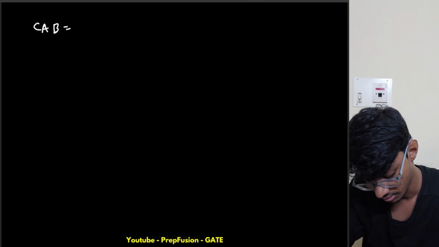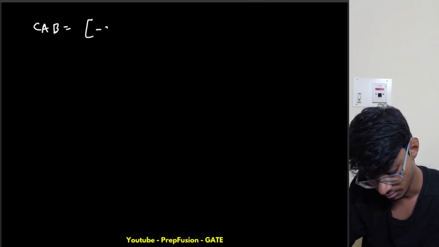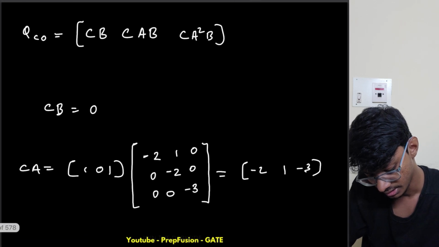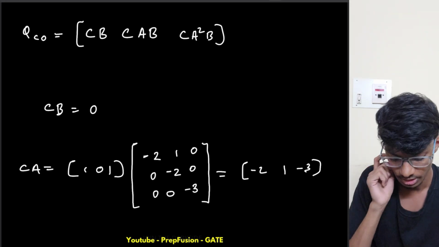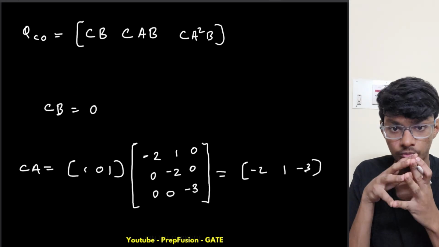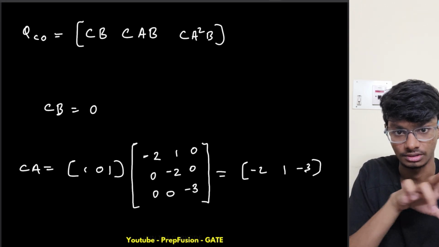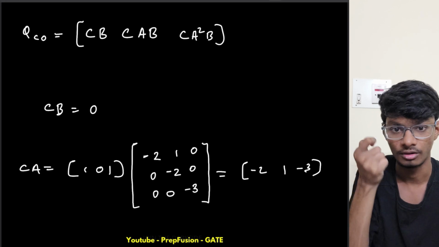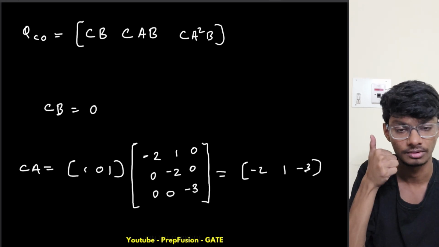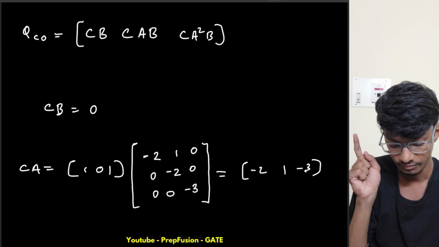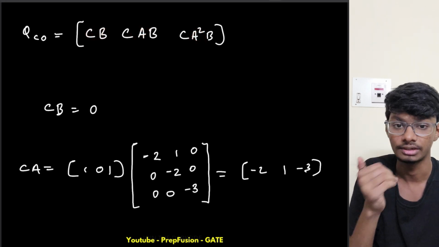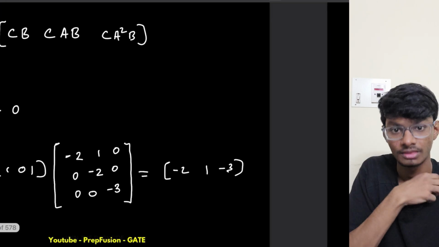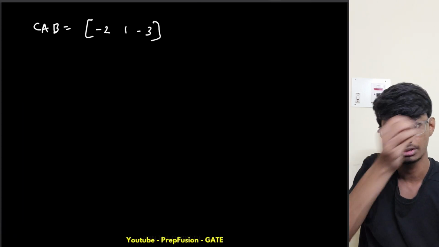So CAB, what will I get? This is minus 2 1 minus 3. Basically, it will be only one single row matrix. For this case to be output observable, at least one of the elements has to be non-zero. When my number of outputs is 1, then how will my rank be 1? If at least one of the elements here is non-zero, then my rank will be 1. If all of the elements are 0, then my rank will be 0, because it is covering null space. If you don't understand null space, we'll study it in mathematics.